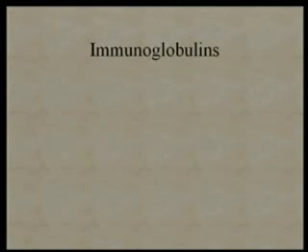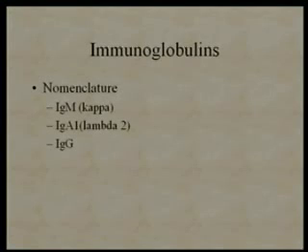So an immunoglobulin molecule, remember, is made up of heavy chains and light chains. The way we name immunoglobulins is to tell you what heavy chain is there and what light chain is there. So for example, an IgM kappa obviously has mu heavy chains, kappa light chains. IgA1 lambda 2 has alpha 1 heavy chains, lambda 2 light chains.